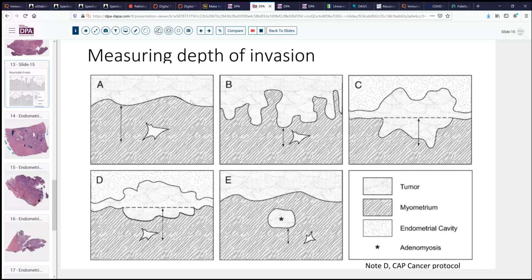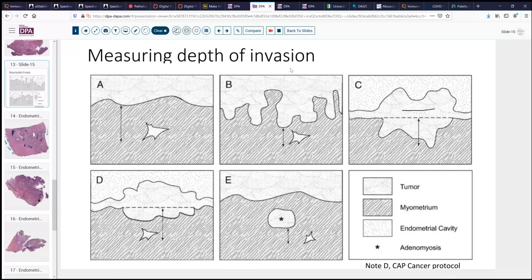And as you can see, where it's a fairly uniform superficial line, we measure from that deepest point to the deepest point of invasion. That's straightforward. Where it's a more undulating line, again, we measure from the deepest point of the endomyometrial junction to the point of clear-cut invasion. Where things get a little bit more dicey is where we have an exophytic tumor that is clearly penetrating the myometrium, and we try to approximate where the endomyometrial junction is and extrapolate and measure from that point.